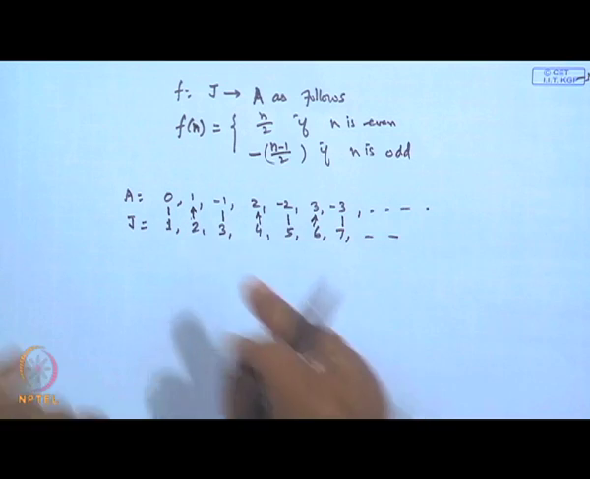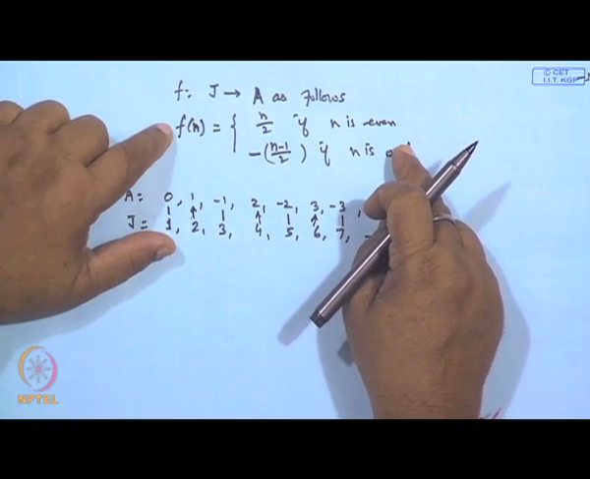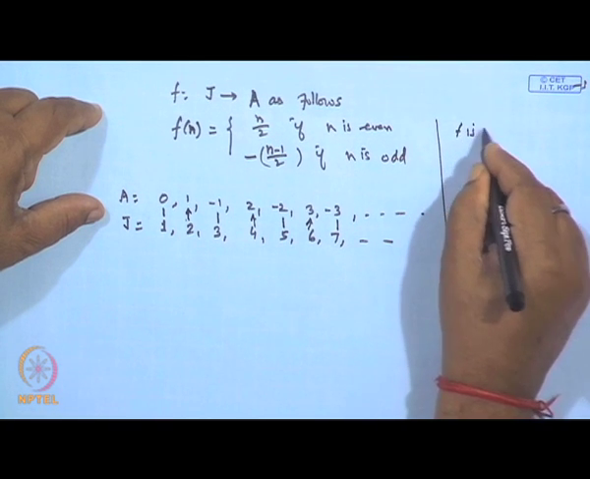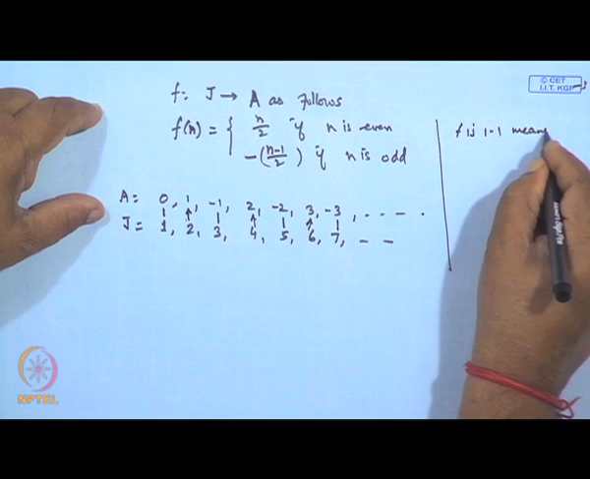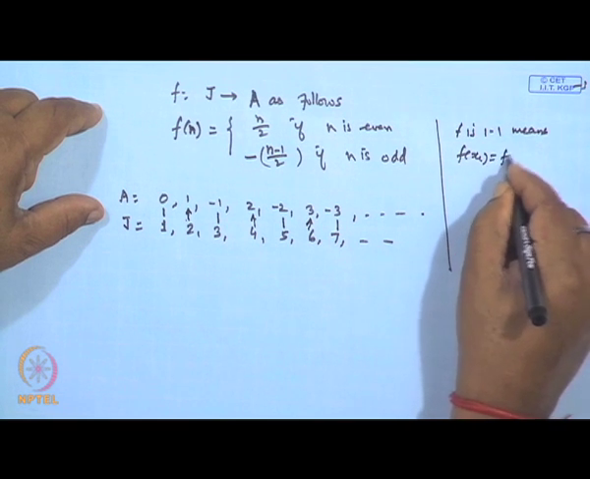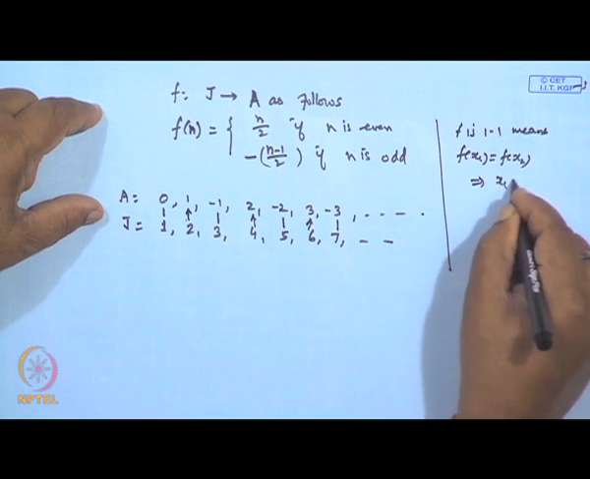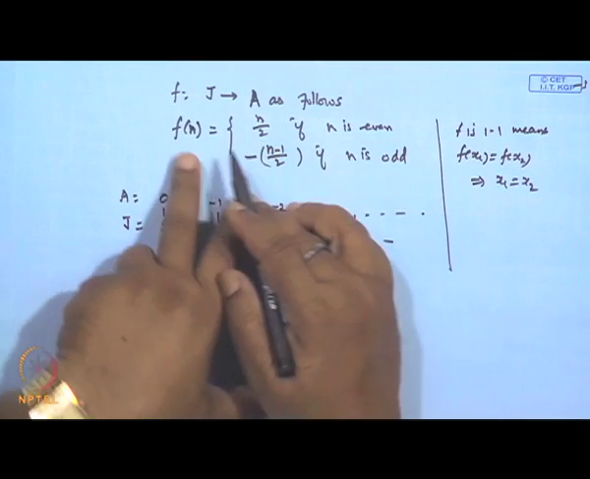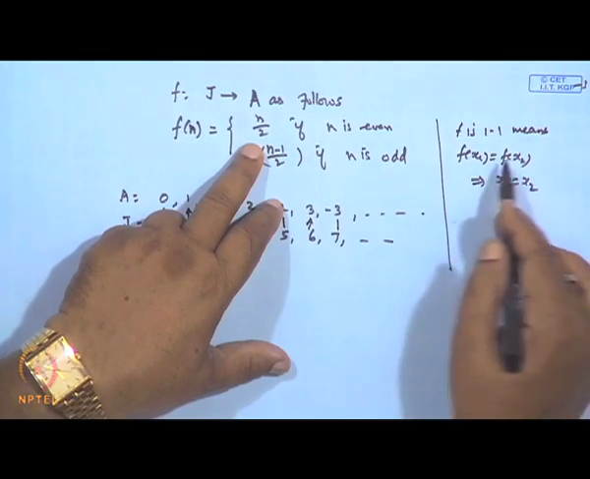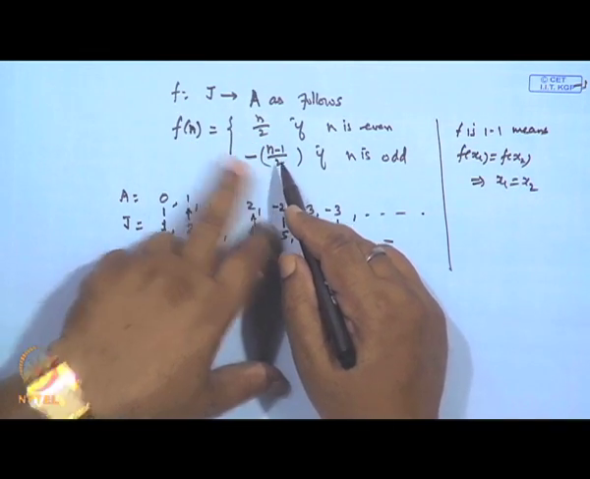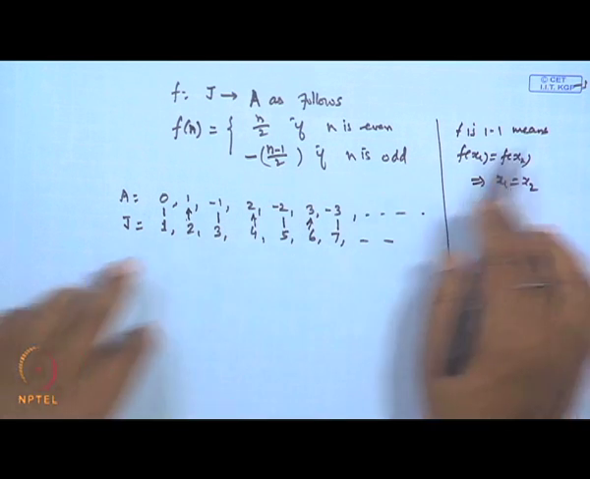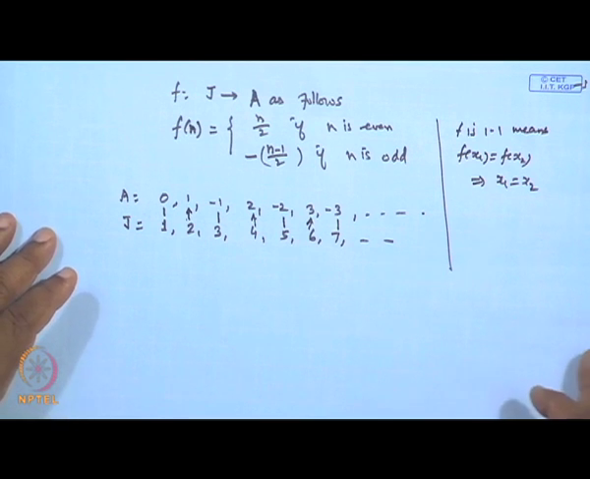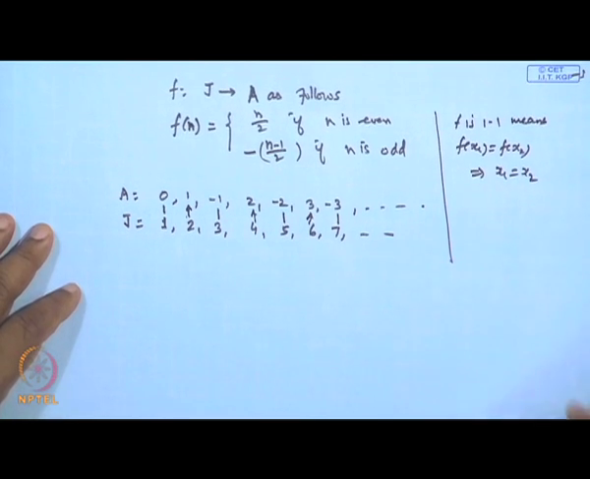So, obviously, this mapping is a 1-1 mapping. We can just check it, because F is 1-1 means f of x 1 equal to f of x 2 should imply x 1 equal to x 2. So, here if n is even, then obviously when you take f of n 1 equal to f of n 2, n 1 comes out to be n 2. Similarly, here when n is odd, we are getting the same. So, obviously, f is 1-1 here. So, that is why this set of positive integers is a countable set.